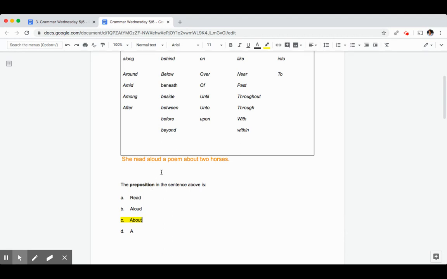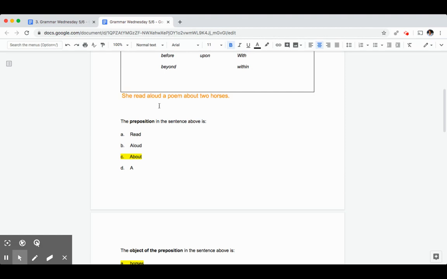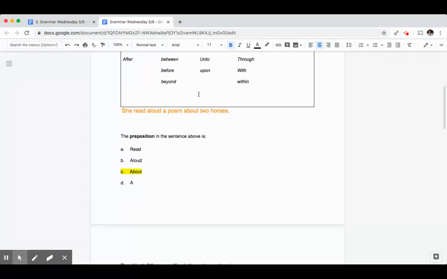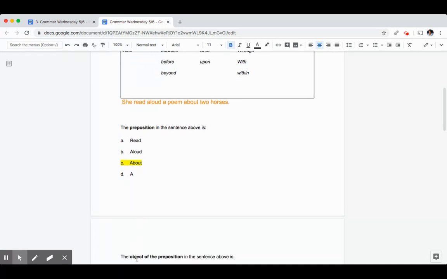So in our sentence, we can highlight the prepositional phrase. The way that we can figure out the prepositional phrase is by first thinking of the object of preposition. And that's what our next question is. It's asking us what the object of preposition in the sentence above was. So we have to think about what noun is connected to this word about that helps to complete its meaning.